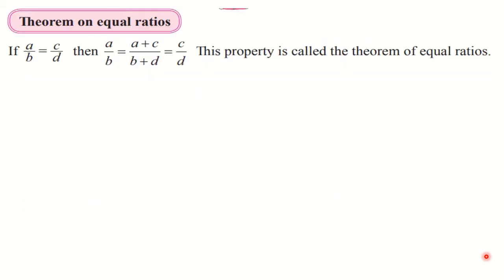So let us go further towards the next concept, that is theorem on equal ratios or theorem of equal ratios. You can use any word. Here, what this theorem states is, if we have two ratios a upon b is equal to c upon d, then each ratio, that means a upon b, is equal to (a plus c) upon (b plus d), is equal to c upon d. That means each ratio is the same as the ratio that we get after adding the numerators and the denominators.